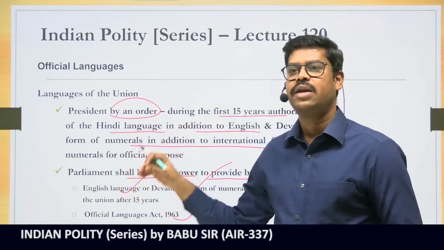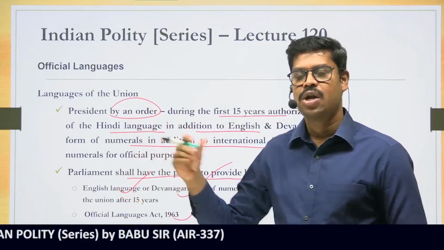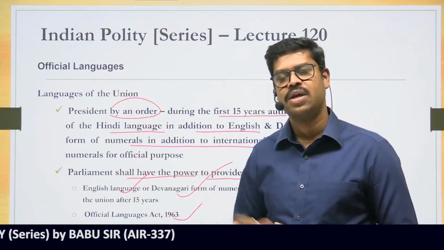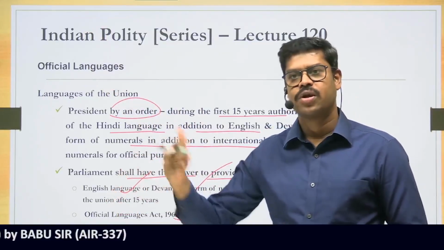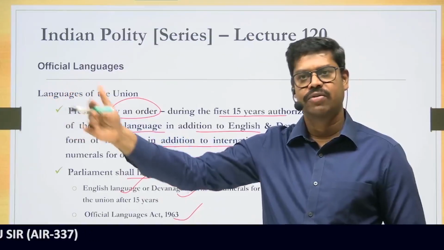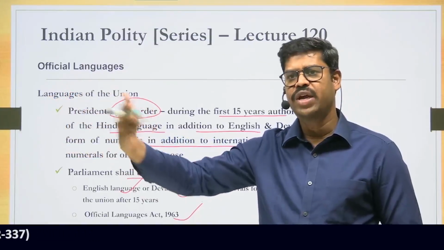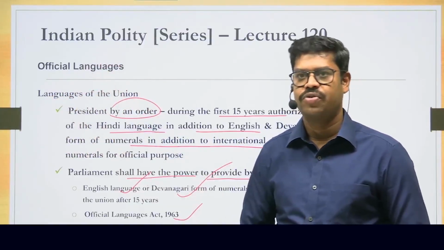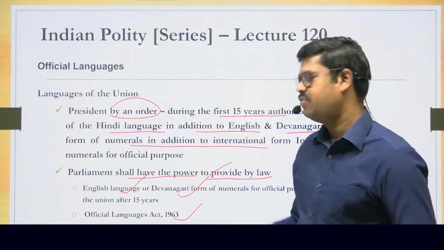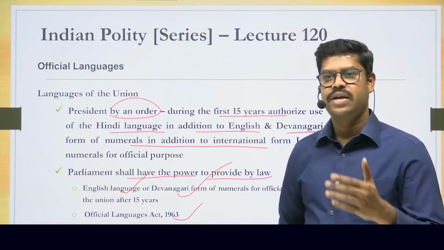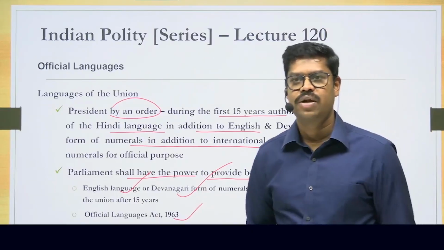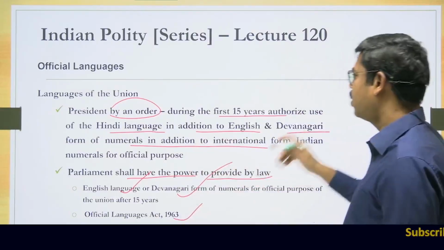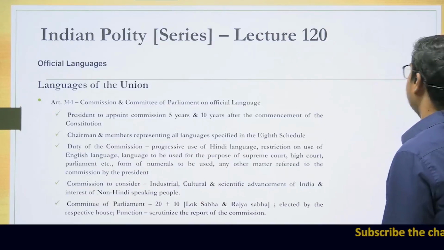But however, in 1963, the parliament made a law allowing English to continue as an official language for as long as the law is there. So English continues to be an official language even today. Today, English as well as Hindi continue to be the official languages of our country. By virtue of the Official Languages Act 1963, English is continuing to be an official language. So this is with regard to the official language of the Union.